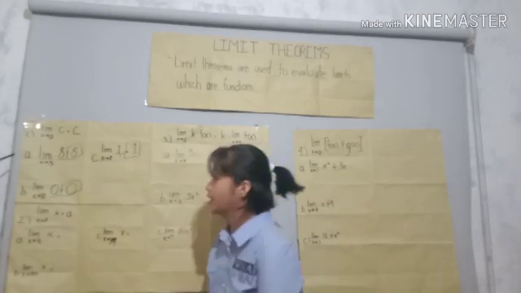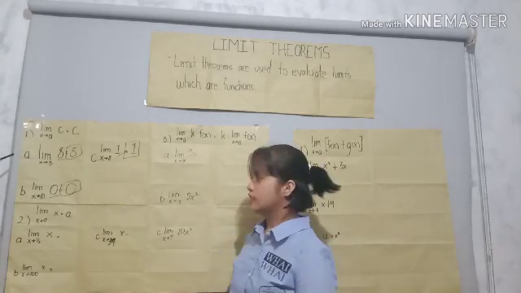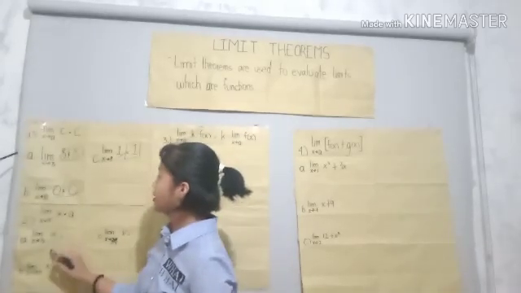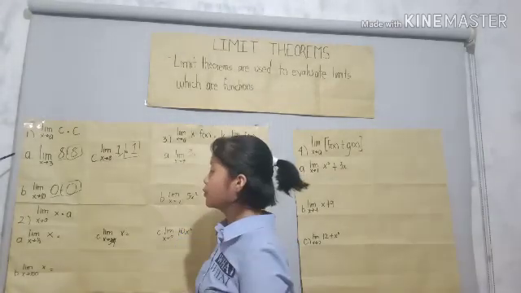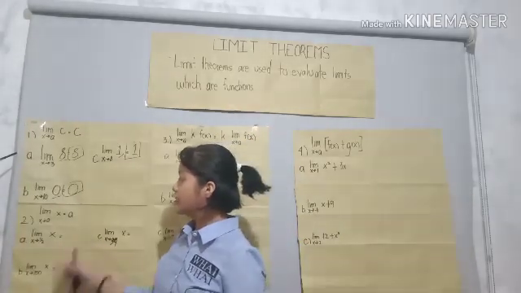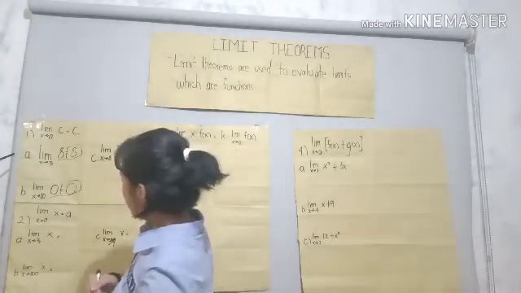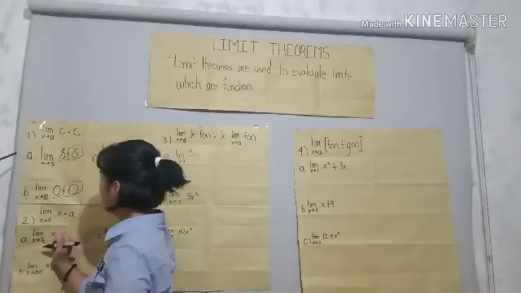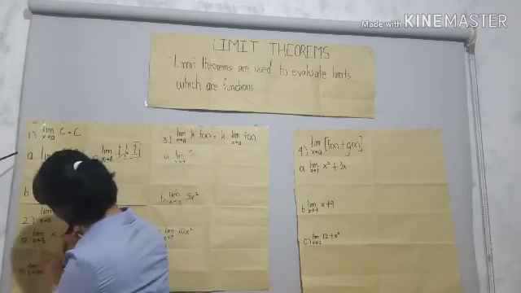In the second limit theorem, it is stated that the limit of x as x approaches a is equal to a. The first example for this theorem is the limit of x as x approaches 1/2. In this theorem, you need to identify what the variable a is. In this problem, a is represented by the number 1/2. So the answer here should be 1/2.